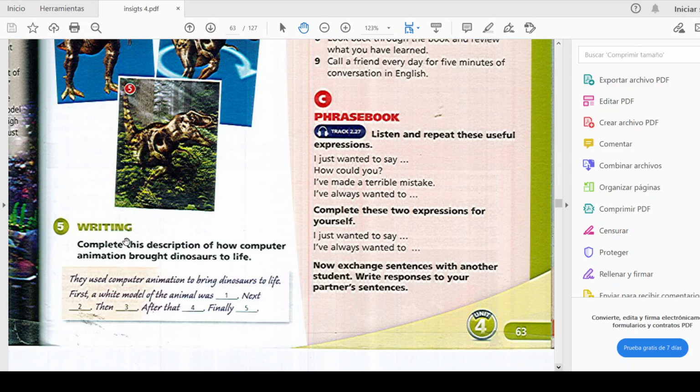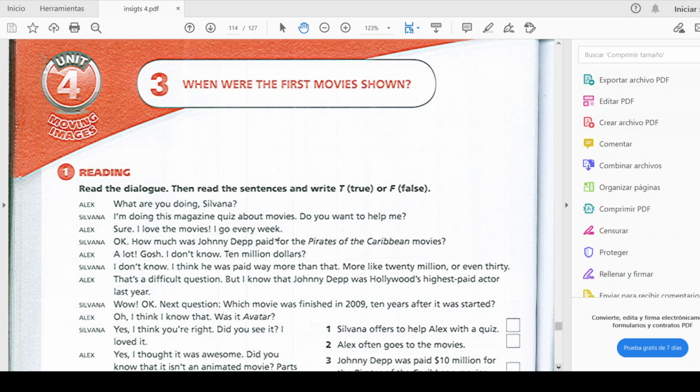So this unit, as you can see, is very short because remember that you have an oral presentation, but also you are going to do page 114 as homework. This is going to be your homework for next week. Okay, you are going to do pages 114 and 115 as homework.